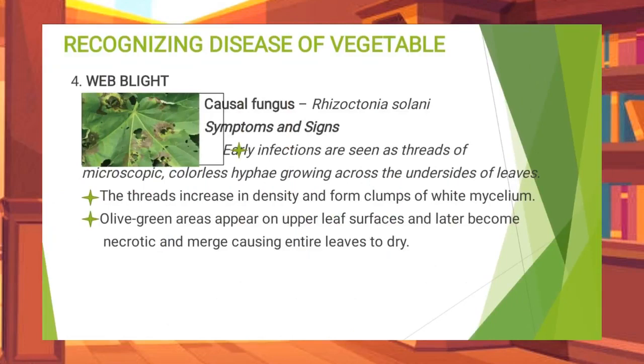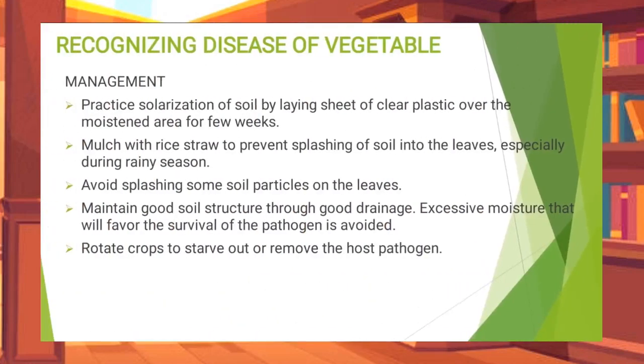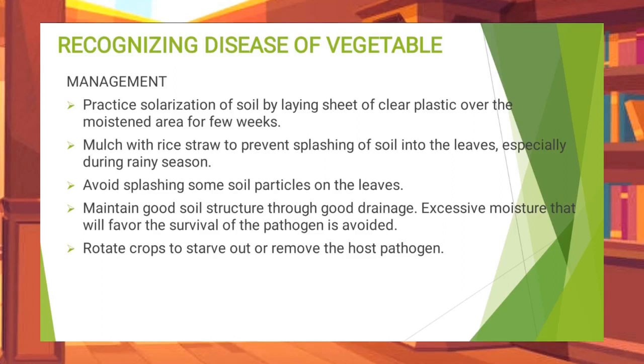So, causal fungus niya. Symptoms and signs. So early infections are seen as threads of microscopic, colorless hyphae growing across the undersides of leaves. Wala siya nagbangag-bangag or naa siya black spots. So, manage siya. So practice solarization of soil by laying sheet of clear plastic over the moistened area for few weeks. Or mag-mulch ka of grass straw to prevent splashing of soil into the leaves, especially during rainy season.